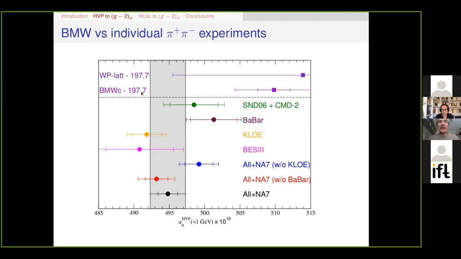So if I subtract this to the BMW result or to the white paper lattice result, this is what I get. So you see that BMW touches the error band of BaBar, is definitely on the right-hand side, as also the white paper lattice result.